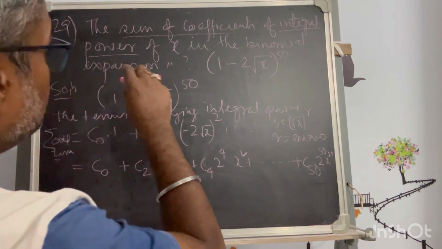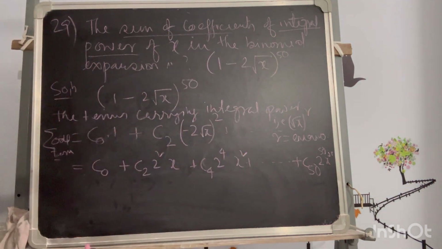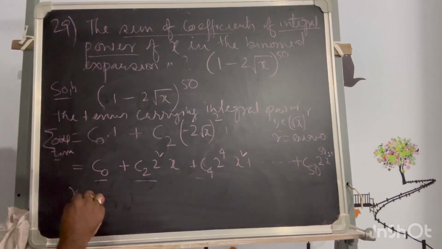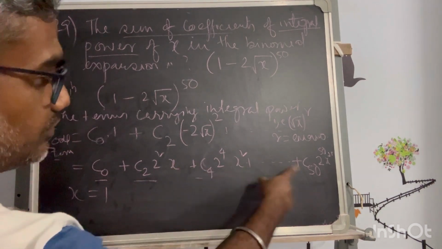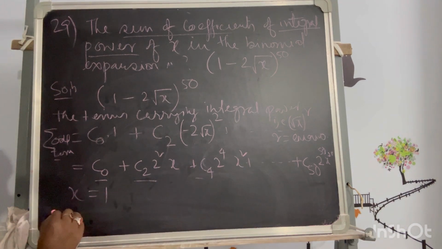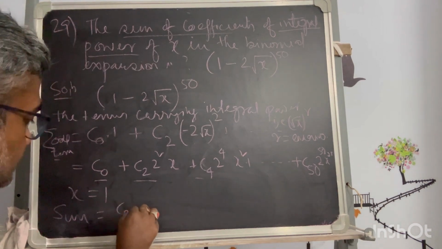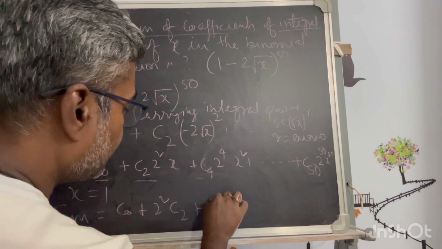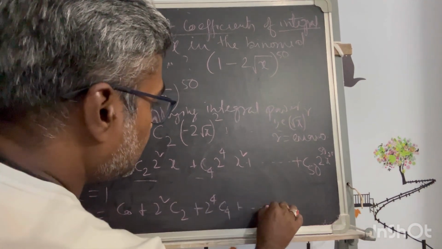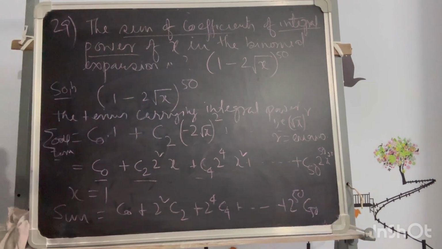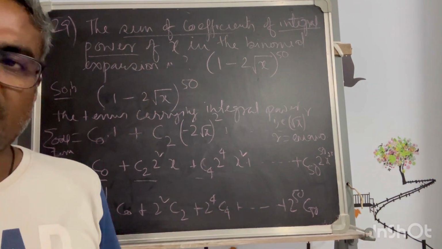Now we want to get the sum of the coefficients. So sum of the coefficients means you have to add only the coefficients. So if you put x equal to 1, then it will be free from x. That means we are only getting the coefficients, and then the required sum will be C0, 2 square C2, 2 to the power 4 C4, like that till 2 to the power 50 C50. Okay, so this would be the case.